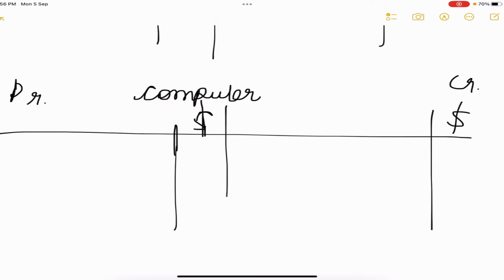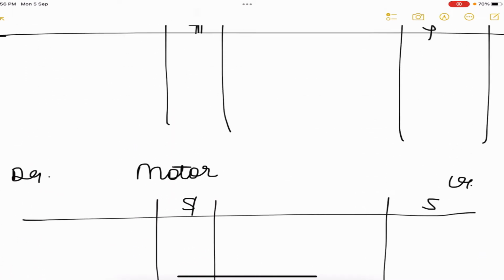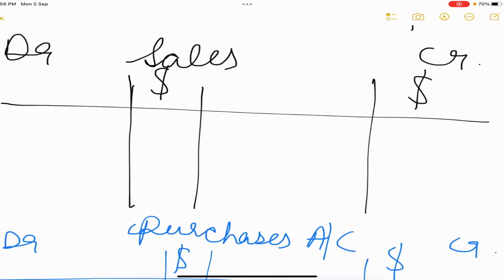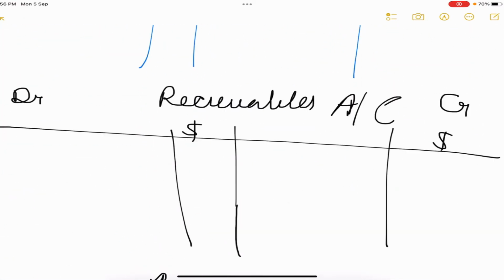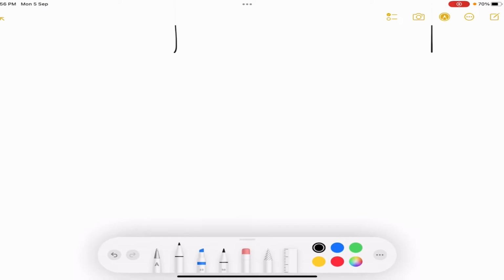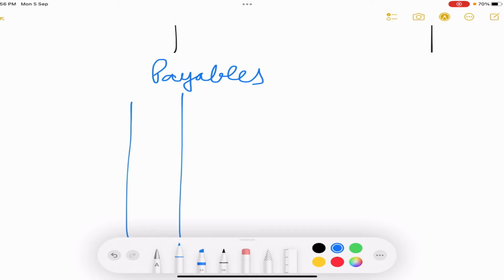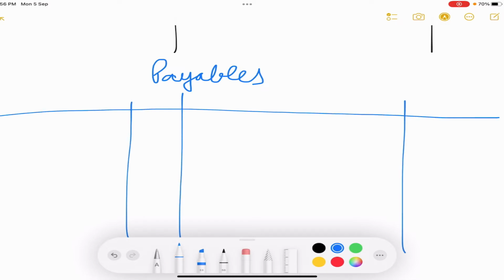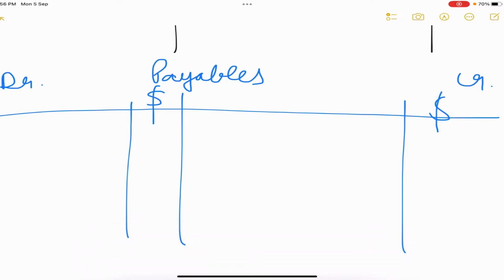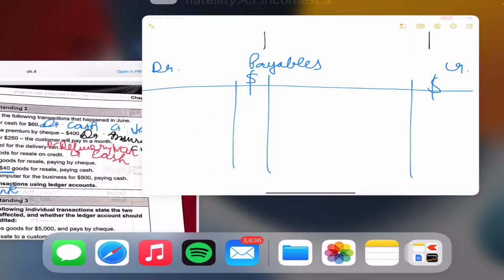Okay, so I made all the accounts. So we have a computer account, a motor account, insurance, receivables, purchases, sales and cash. The only account which is left is payables. So let's make a payables account as well. I hope you're writing it side by side in your notebooks. You can't do accounts orally, so I hope you're solving it by yourself as well. Now let's go back to our journal entries, and now you know how you make a ledger account by using the journal entries.